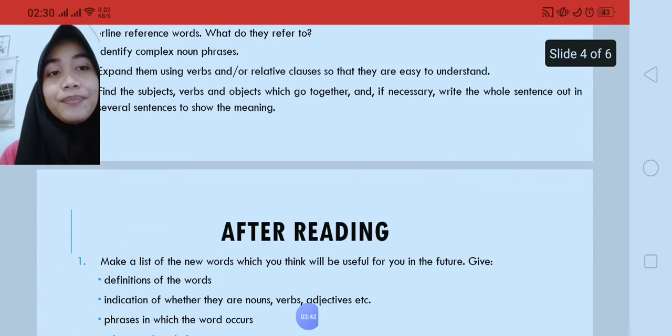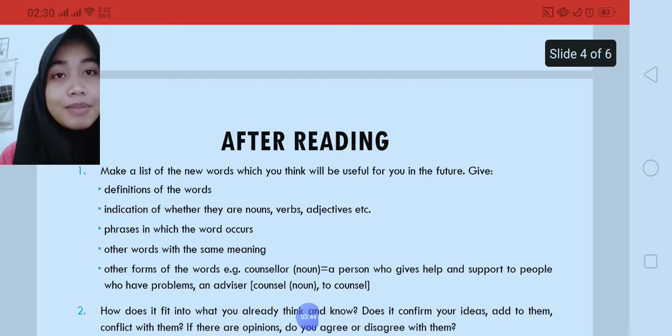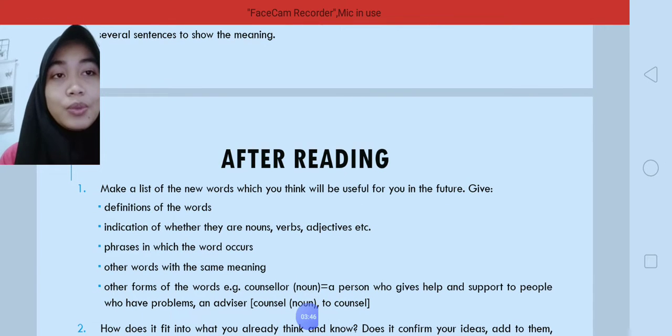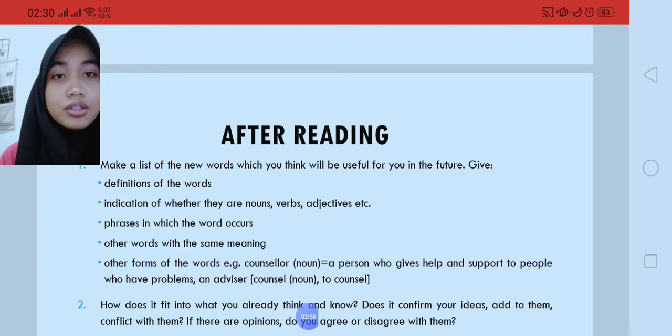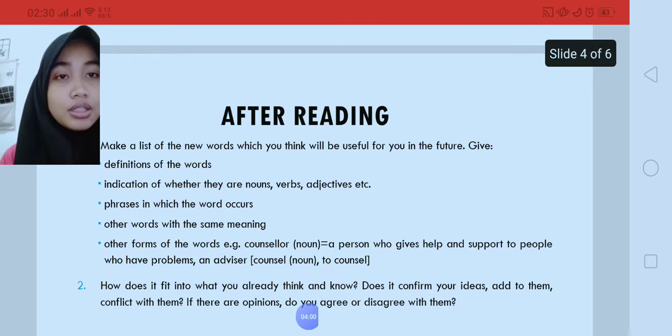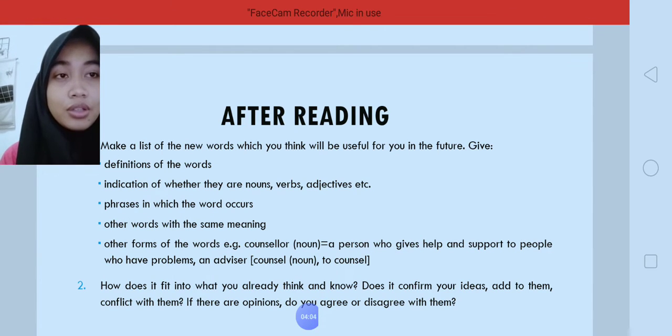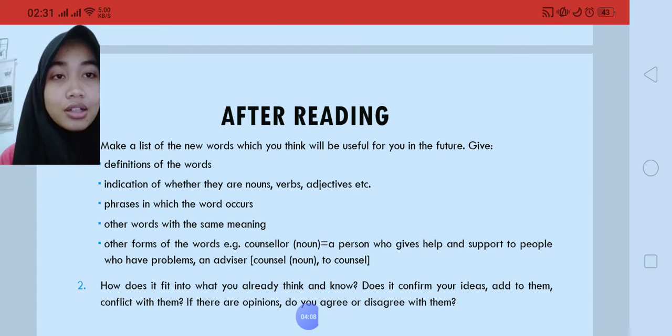After reading, make a list of the new words which you think will be useful for you in the future. Give a definition of the words, an indication of whether they are nouns, verbs, adjectives, and other phrases in which the word occurs, and other words with the same meaning or forms of the words. For example, counselor, noun, a person who gives help and support to people who have problems; and adviser; counsel, noun; to counsel.